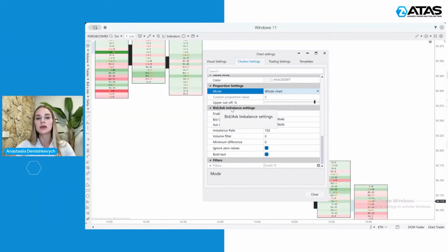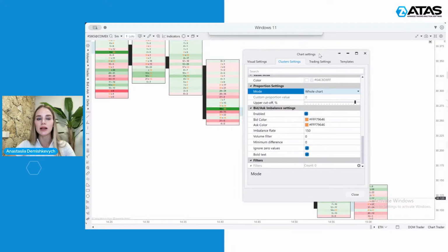Next, the bid and ask imbalance settings. As you can see, I have it enabled, and I have both bid and ask color set to orange. That's something that you can change. Now, what it shows is the disbalance between the asks and bids diagonally, how the footprint is read, and it shows you where the imbalances were formed.